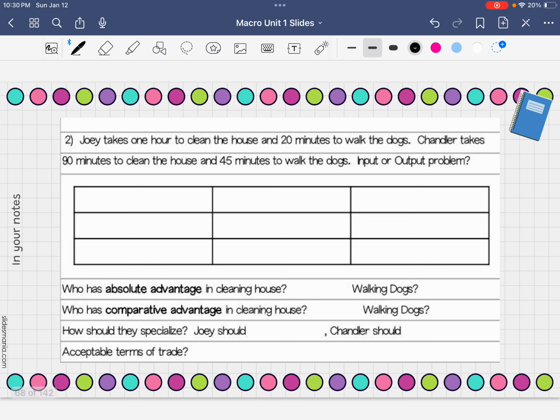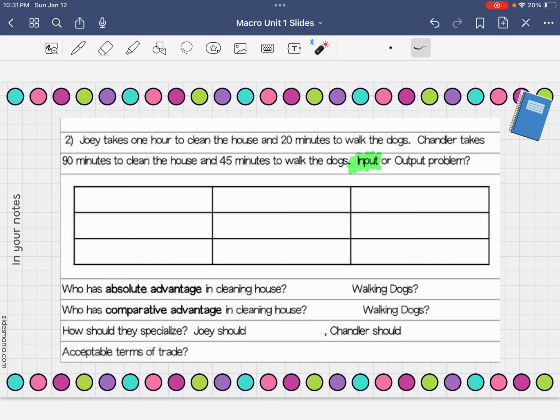So, I'm going to spoil it for you. We're going to do an input question. Joey takes 1 hour to clean the house and 20 minutes to walk the dogs. Chandler takes 90 minutes to clean the house and 45 minutes to walk the dogs. Is this an input or output? We're talking about how much time went into the making of the good. It's an input question. So pause the video, write out this chart.